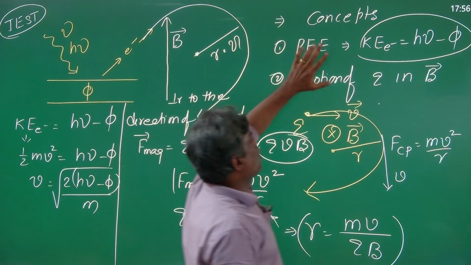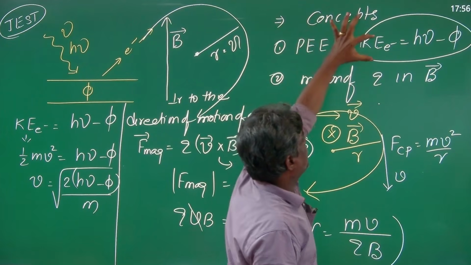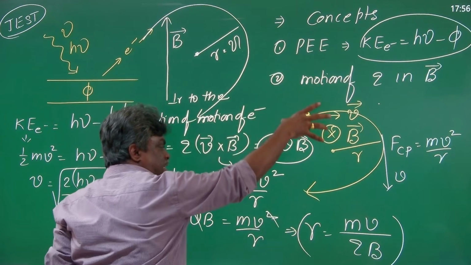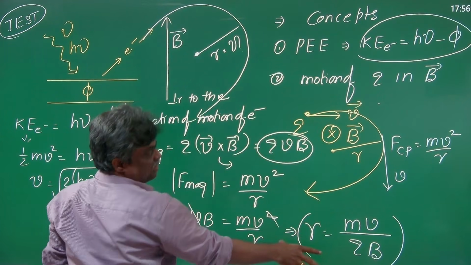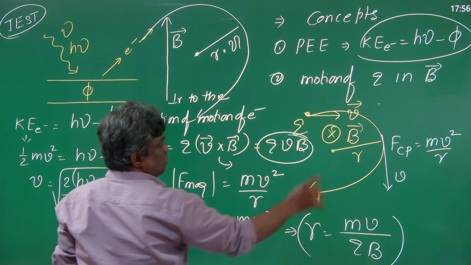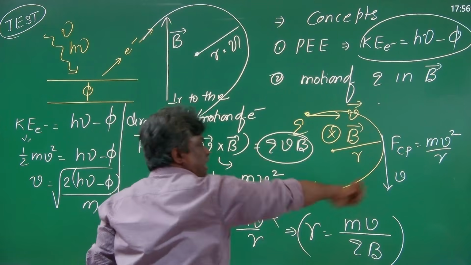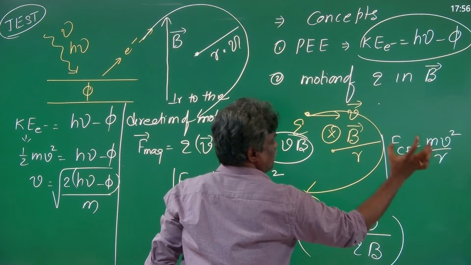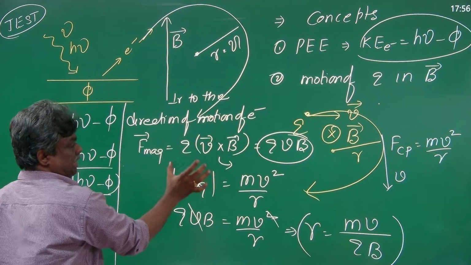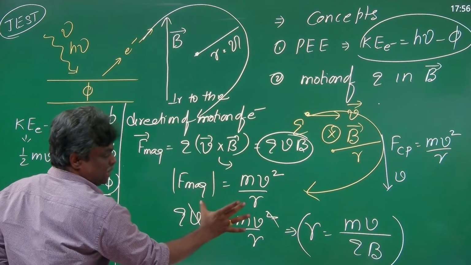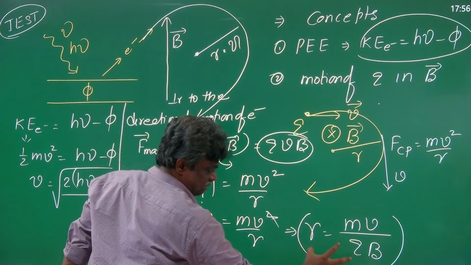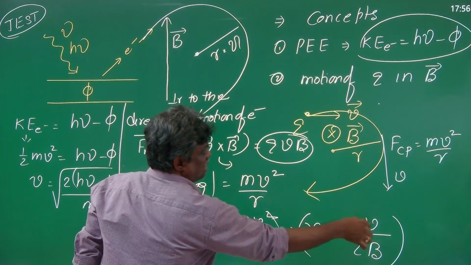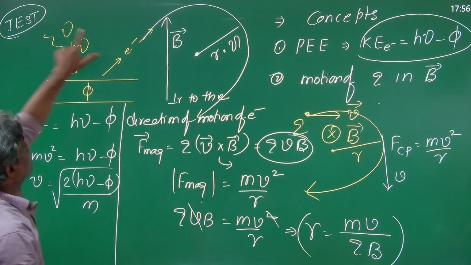So the question involves two concepts. One is the photoelectric effect, another is the motion of a charged particle in a magnetic field. Here I explained the motion of a charged particle in the magnetic field. If any charged particle wants to make a circular path, it needs centripetal force. That centripetal force is supplied by the magnetic force. That's why both are equal and we got the radius. But still it is incomplete, because we don't know the velocity. In the question, velocity is not mentioned.